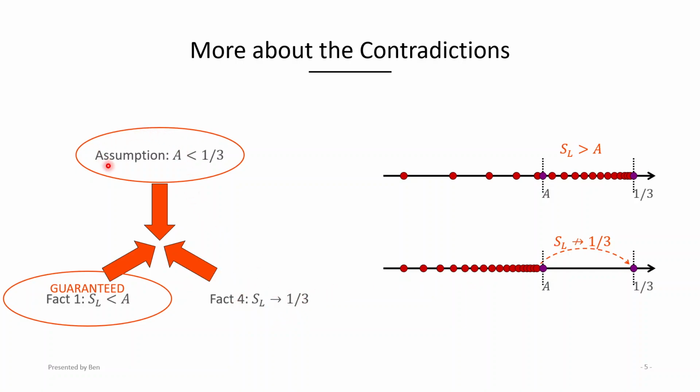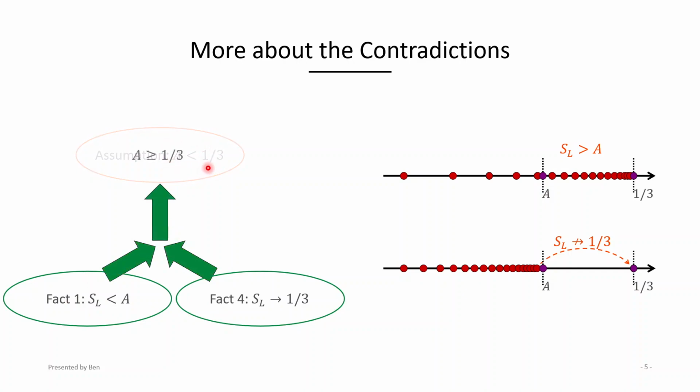Basically, with this assumption, we cannot avoid contradictions or conflicts. We cannot keep both facts. If we want to keep both facts, we have to give up this assumption. So with fact 1 and fact 4, A cannot be a number smaller. A must be a number larger or equal. This is the left part. Now let's look at the right part.